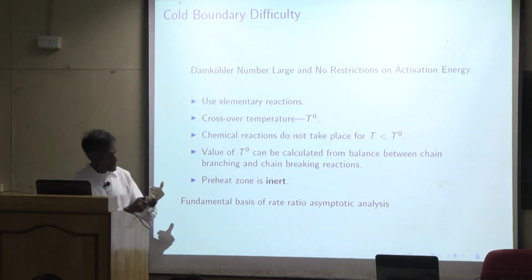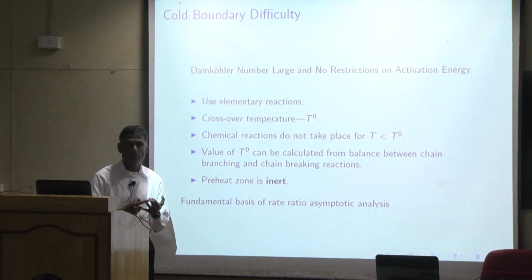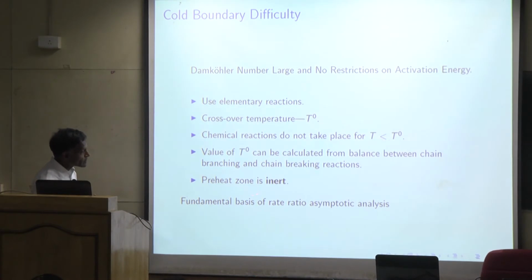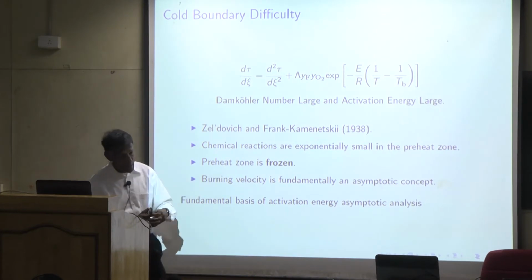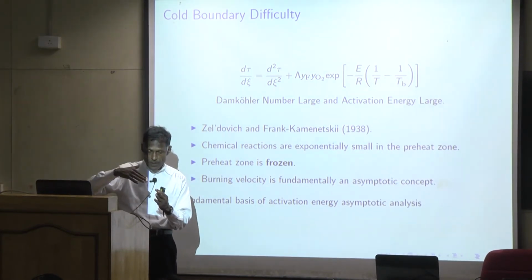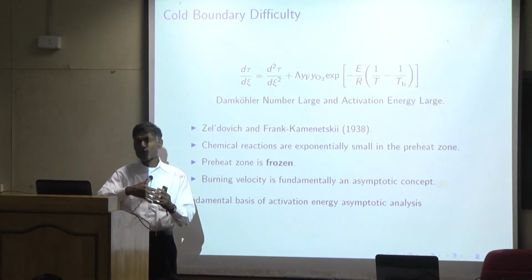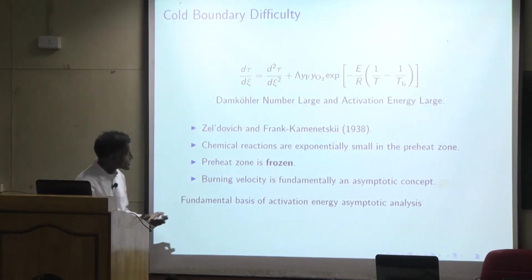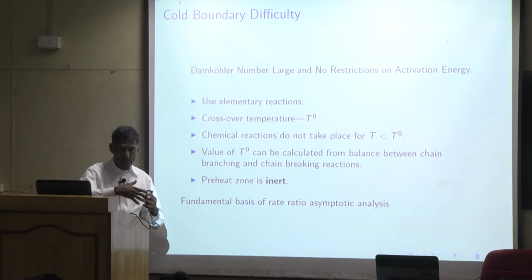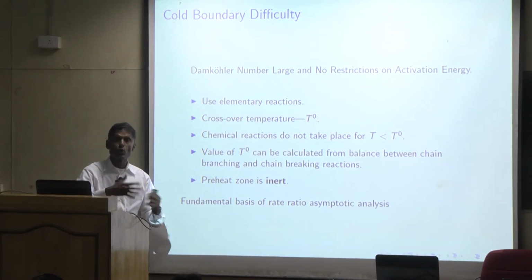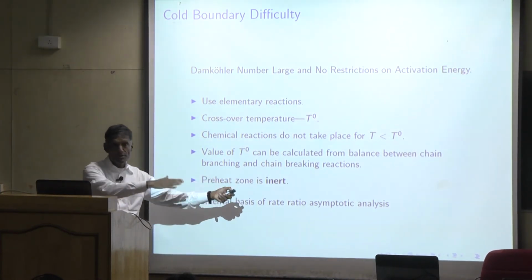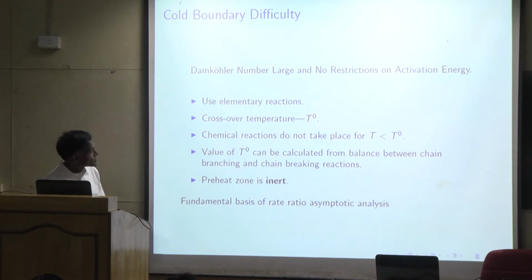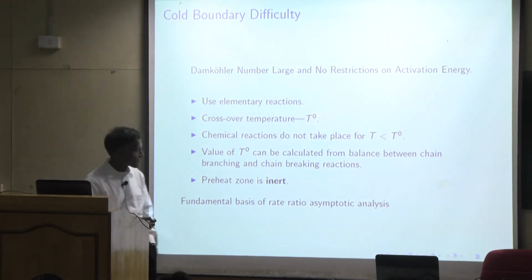In addition to the burning velocity, the inner layer temperature, or the crossover temperature, is a fundamental property of the flame. Unlike activation energy asymptotics, where the preheat zone is frozen, why is the preheat zone frozen there? Because both fuel and oxygen exist, but they don't react because the temperatures are too low. Whereas here, the preheat zone is frozen not because the temperatures are low, but because no radicals exist. Radicals have been removed because the temperature is lower than the crossover temperature. As a consequence, the preheat zone is inert.